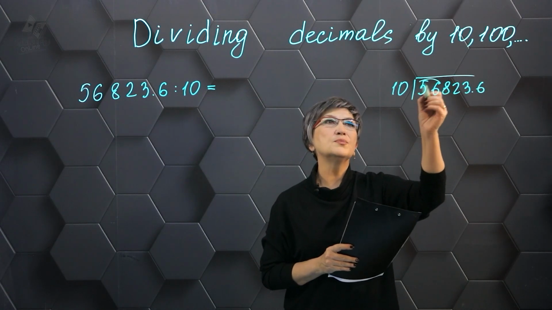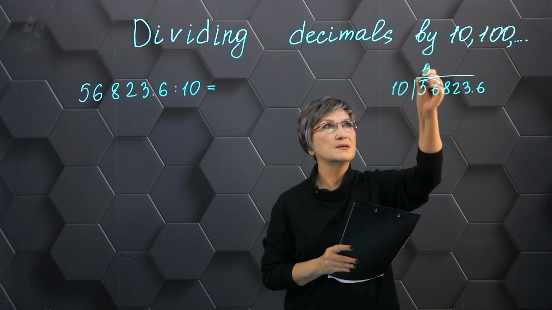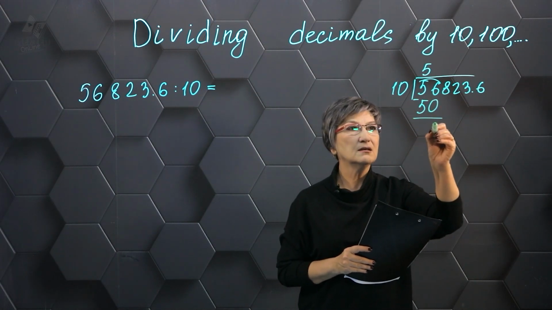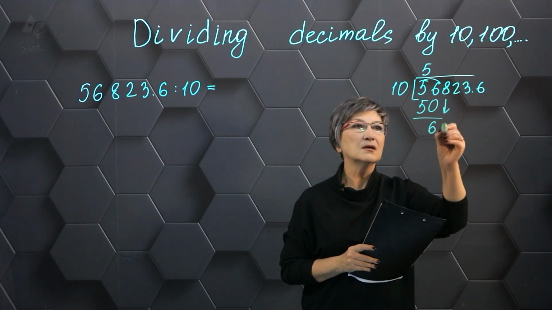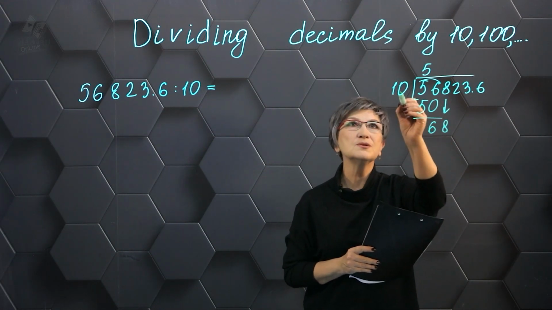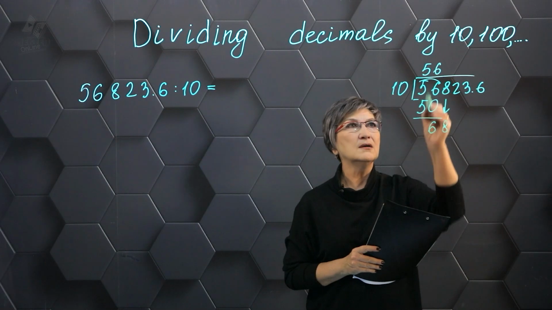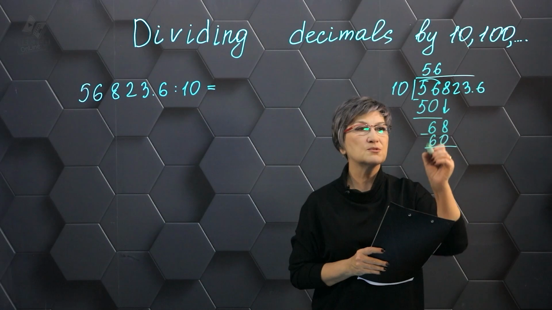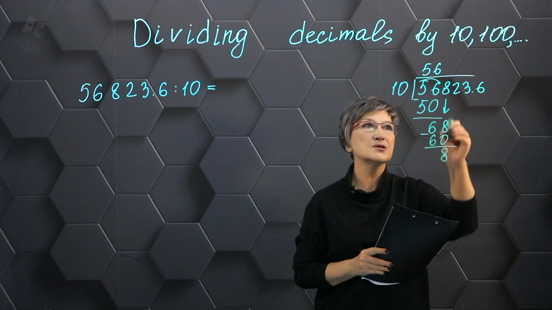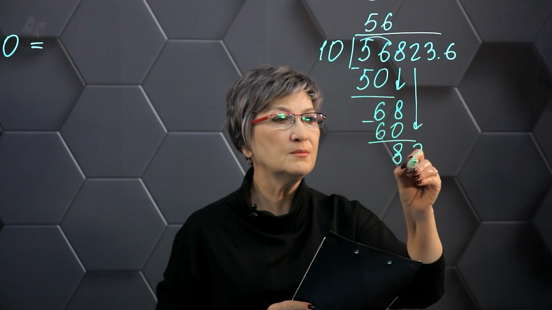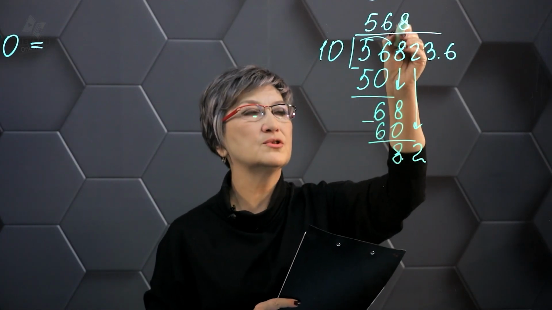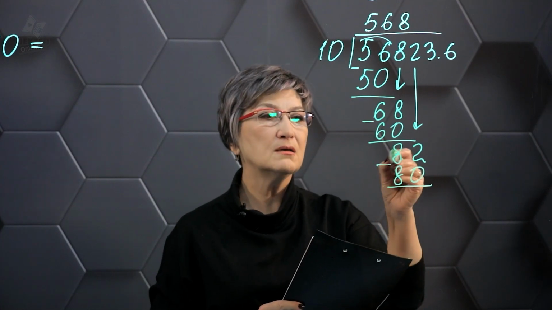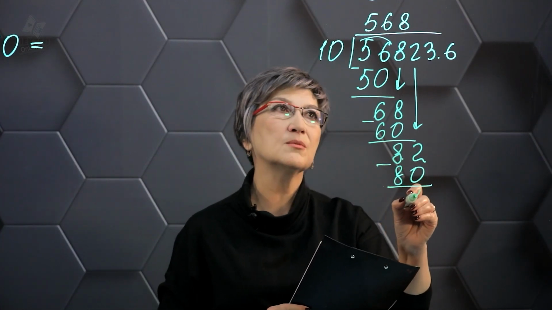So, I divide 56 by 10, take 5. 5 times 10, that's 50. 56 minus 50, 6. Next, we drop the 8. 68 we divide by 10, we take 6. And the result is 6 times 10, that's 60. We subtract 68 minus 60, it will be 8. Next, we take 2. 82 divided by 10 would be 8. So 8 times 10 is 80. And subtract. 82 minus 80 is 2.